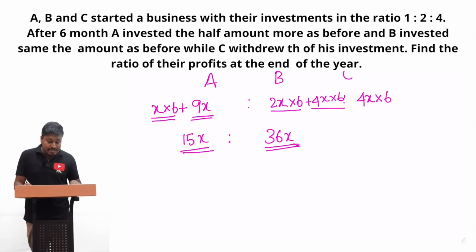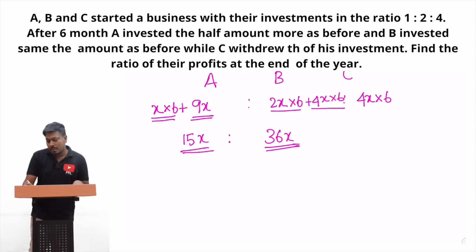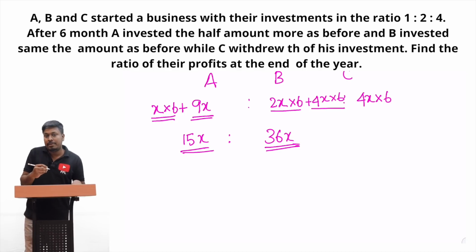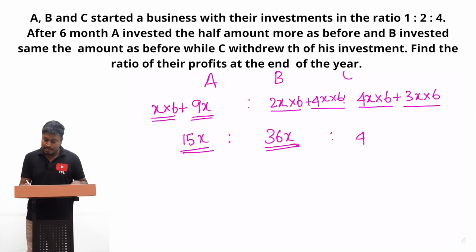Understood? The last will be C. C withdrew 1/4 of his investment. See, already he is investing 4x. Out of this 4x, he is withdrawing 1/4, which is x. So x amount has been withdrawn. The remaining will be 3x into 6, which is 18x. So 24x plus 18x will be 42x. So 42x will be the total investment of C.